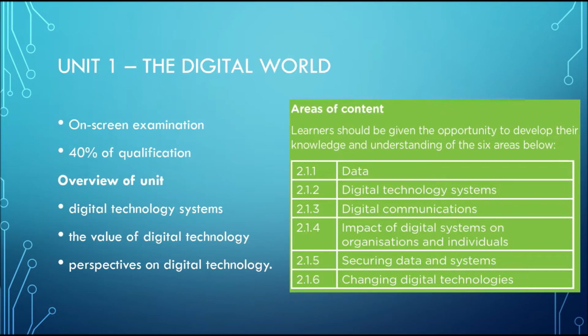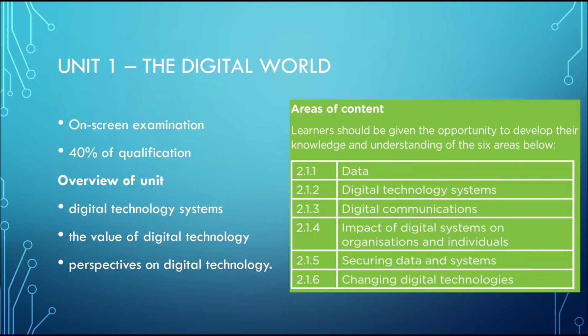So the first unit then, the digital world, is the examination, the theory element of the GCSE. This is going to be an online or on-screen examination. This is the first time now that the pupils would have probably done this online, especially at a GCSE. And it's going to be worth 40% of the qualification, so a fair chunk of the qualification here in the theory work. So the overview of the unit will include digital technology systems, the value of digital technology, and the perspectives on digital technology.